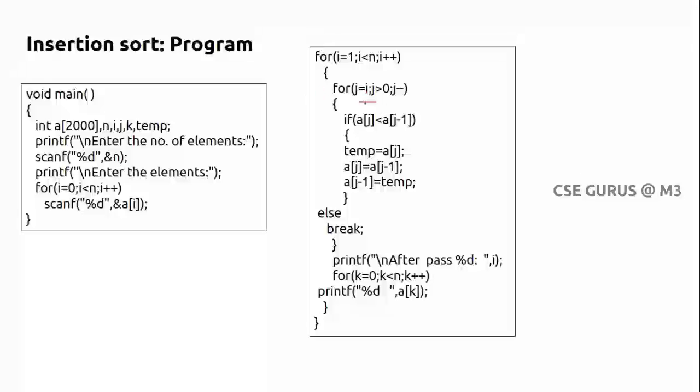So that's why the j value is decrementing. You can see, j starts from i, and now you have to check. If it is less than, okay, so what this code is doing is swapping every time. You can see it is like this. I'll go to the example.